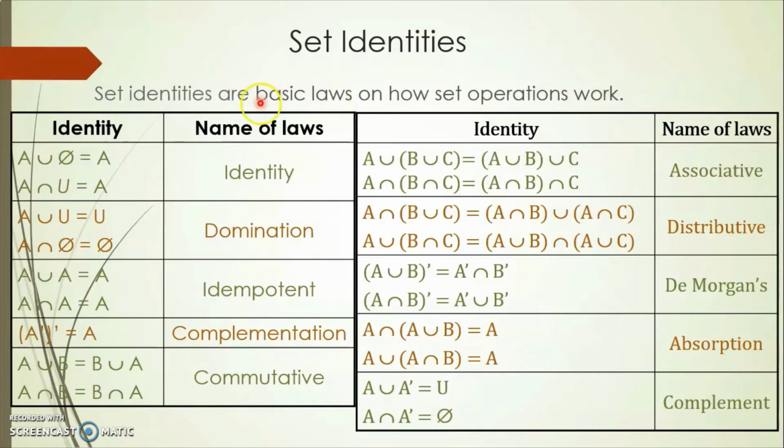Now I will show you the list of basic laws on how the set operations work. You need to remember and memorize all the laws with their identities. All these laws with their identities are important for you to prove any problem in set theory.